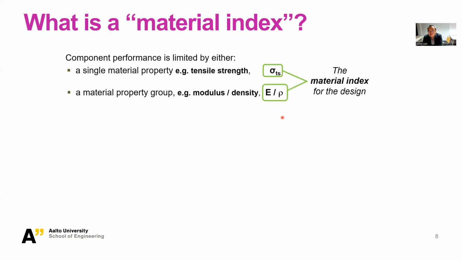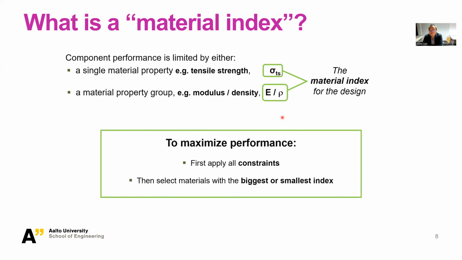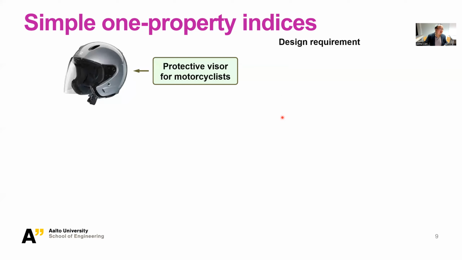And all of them could be used to do basically the selection of materials. So to maximize the performance, we have two steps to do. First, apply all the constraints. Then you have already a limited selection of material, and then you use the material index to optimize. So there are two steps.